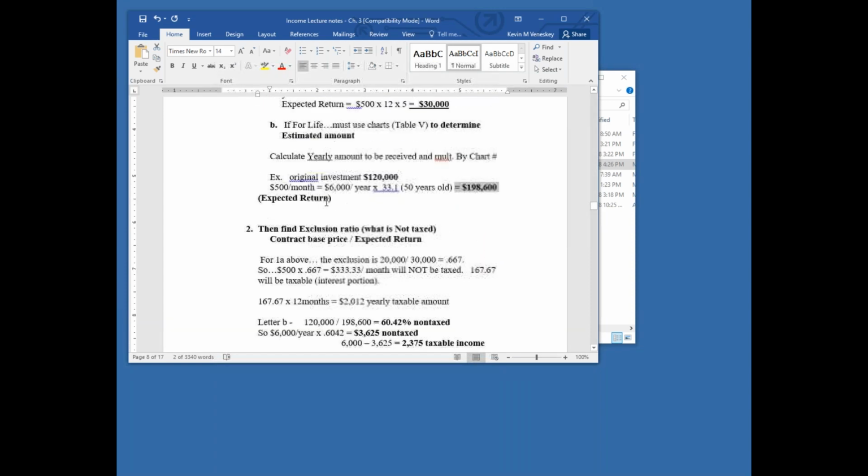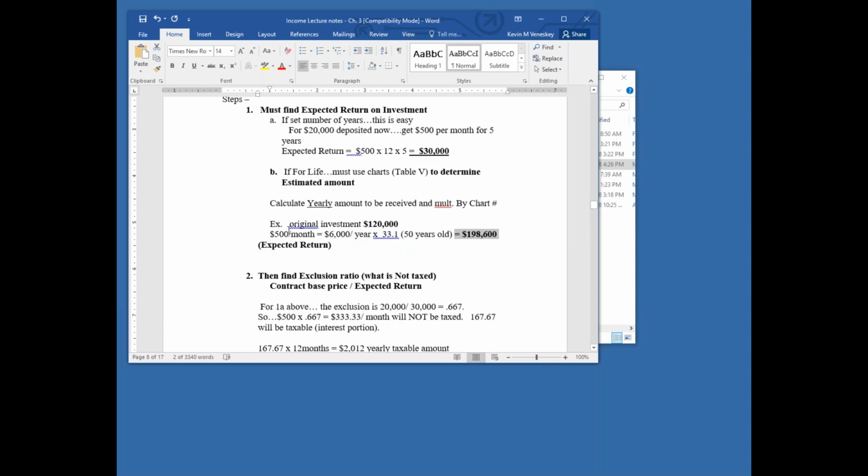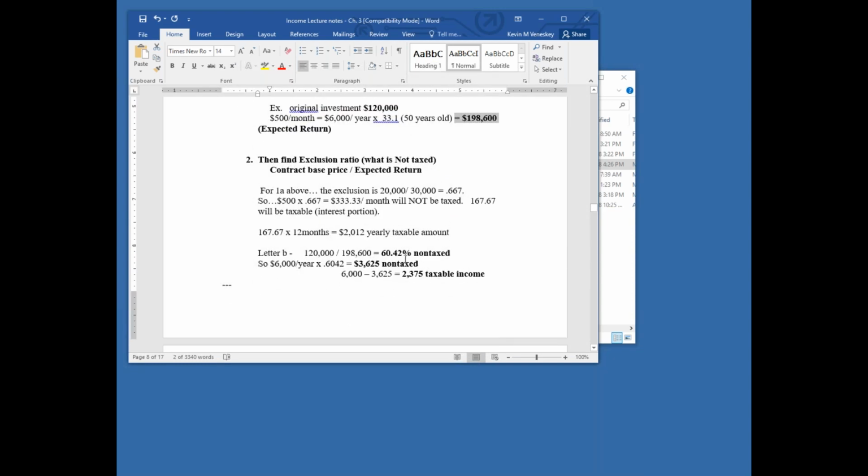Come down here to our Part B example, 120 divided by 198. So every time I get a payment of, up here it was $500 a month or $6,000 a year, every time I get $6,000, 60.42% of that is not taxed. It's a return on what I paid. So therefore, if I know how much is not taxed, I can easily then determine what is taxable.